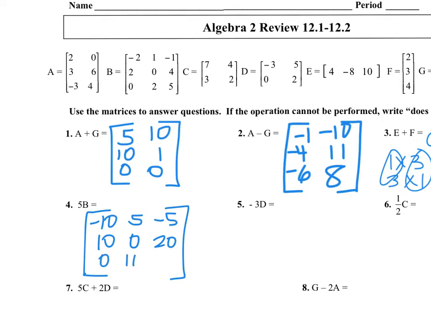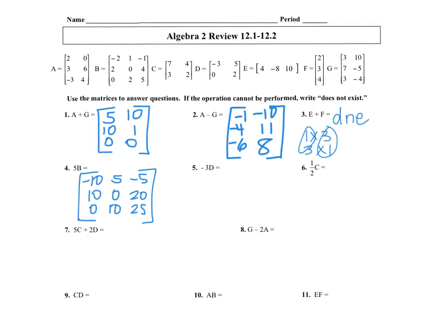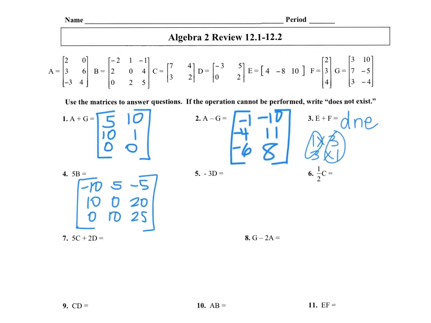Oopsies. And 5 times 5, 25. Okay? You feel pretty good? Do we need to do the next one? I'm going to leave the next one for you to do, number 5. How about 6? Half of C.